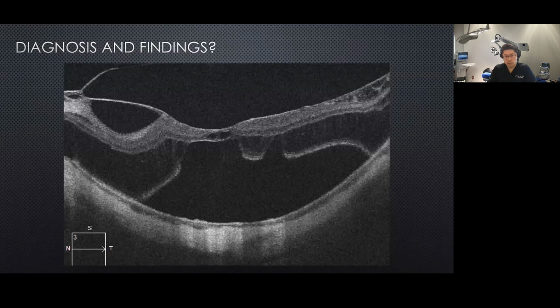This is a 44-year-old Asian female, presenting bilaterally with a picture like this. Her vision's down to 20/200. So what do we see here? First of all, we see presence of concavity here with thinning of the choroid in keeping with a high myopic patient with posterior staphyloma.